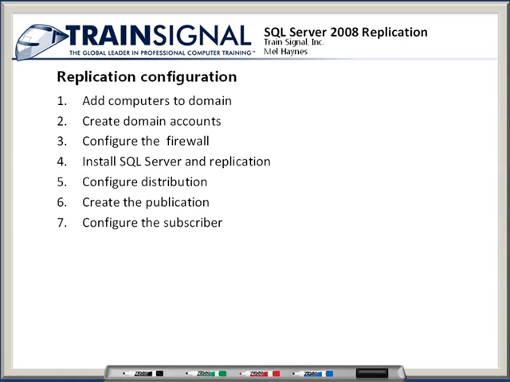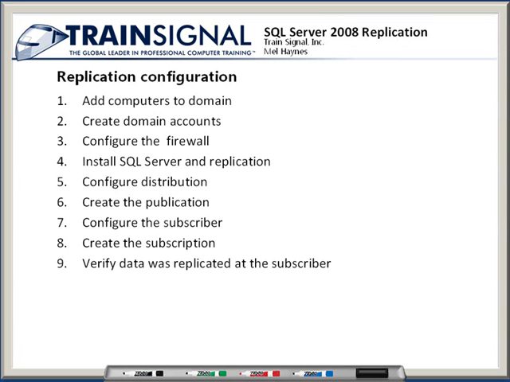Number 7, we configure the subscriber, who's going to receive the information and what changes need to be made over there. Number 8, we create a subscription. That's the plan for who gets what. And then number 9, we verify that the data was actually replicated over to the subscriber. And by the way, number 9, you can put a repeat loop there because you're going to typically want to do that on a very regular basis.